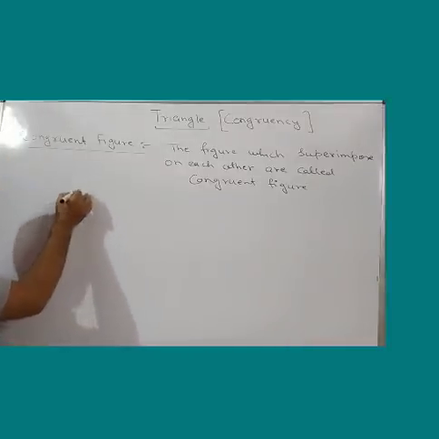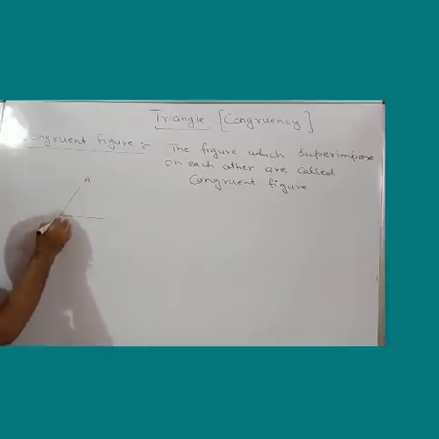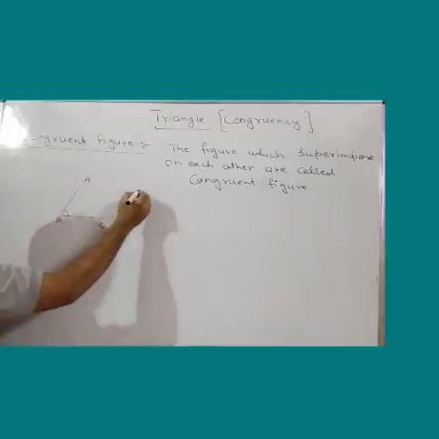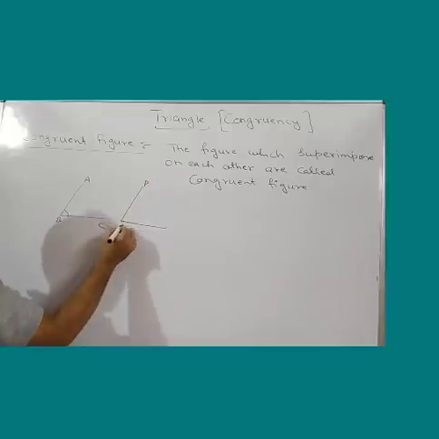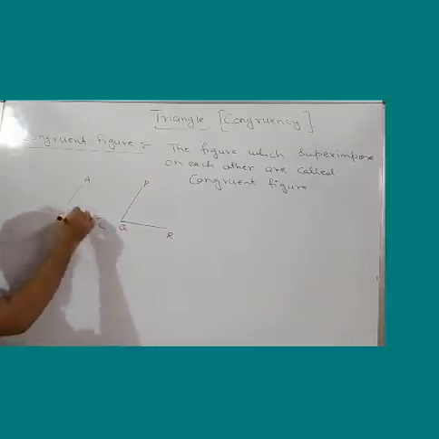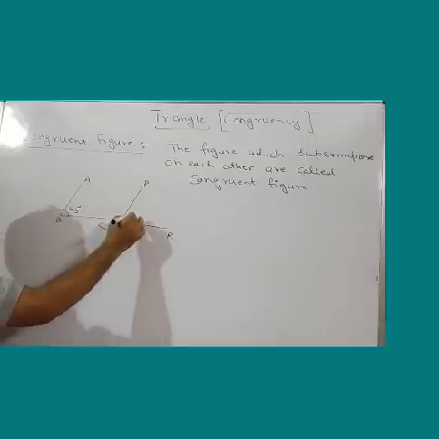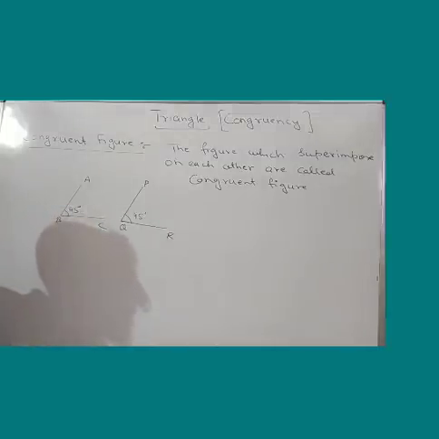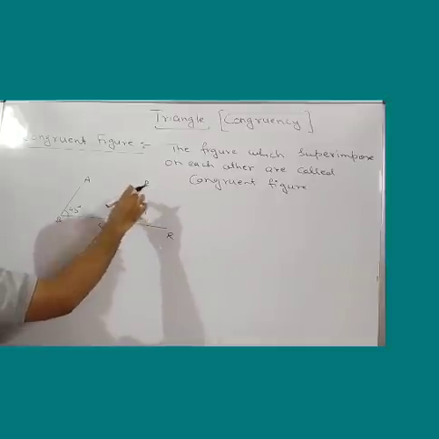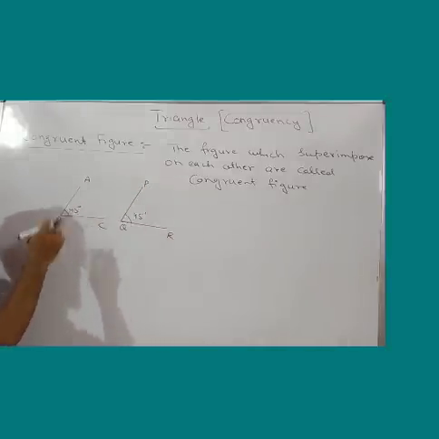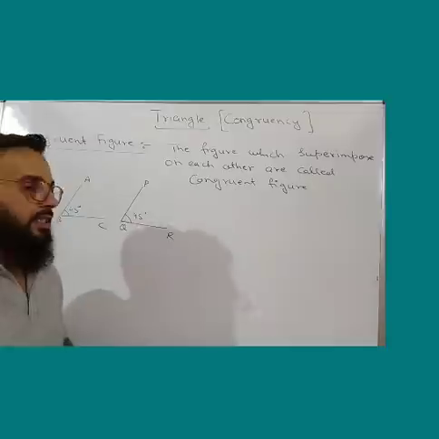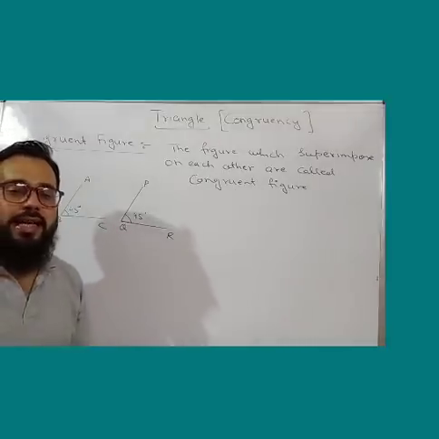Suppose you are given two angles. One is angle ABC, and another angle is given, suppose this is angle PQR. If the measure of both the angles, suppose this is 45 and this is also 45 degrees, and if we put this angle on this angle, then both the angles will superimpose on each other. Then these two angles will be known as congruent angles.